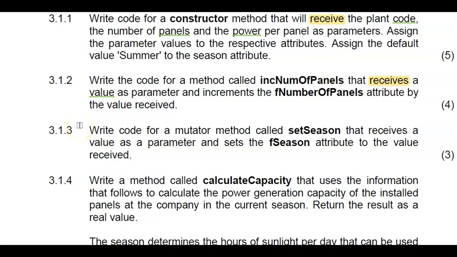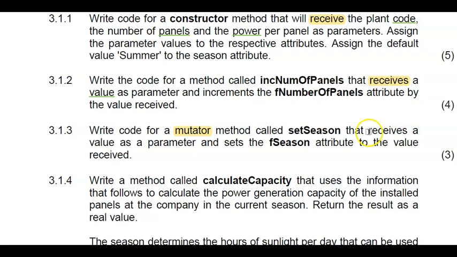Let's move on to 3.1.3. It says write code for a mutator. Mutators are always procedures and always public. Your constructor will also always be public. By default, place all your methods as public. Only if the question indicates that it should be private would you put it under private.